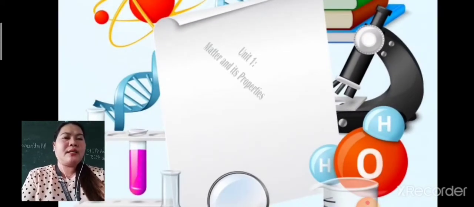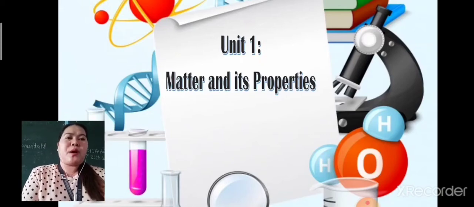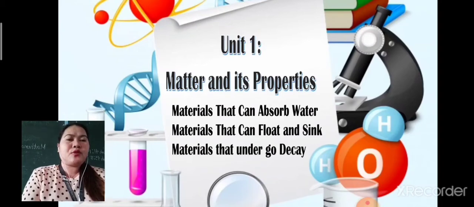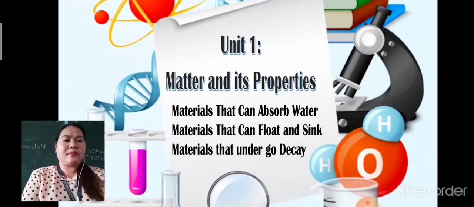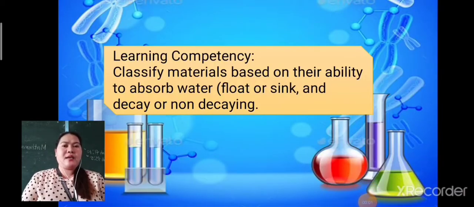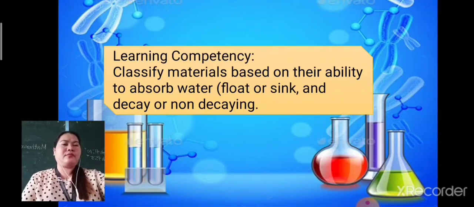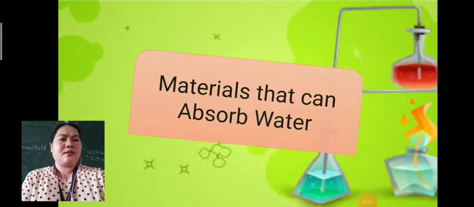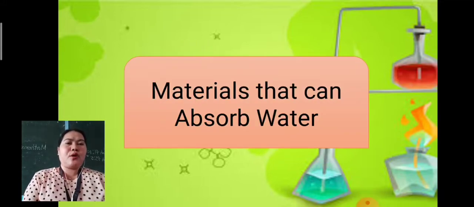Our topic for this week, in Unit 1, is matter and its properties. We have the subtopics: materials that can absorb water, materials that can float and sink, and materials that undergo decay. Our learning competency is to classify materials based on their ability to absorb water, float or sink, and decay or non-decay. Our first topic is materials that can absorb water.